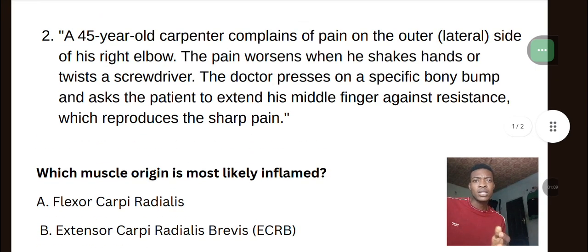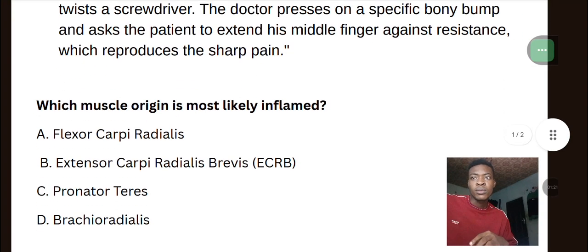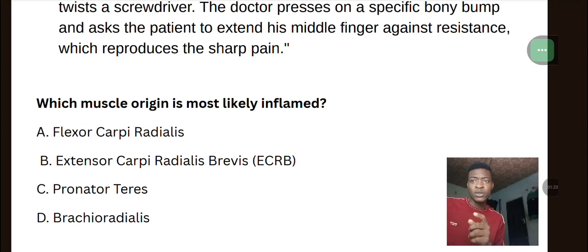But we are looking at what connects the elbow to the middle finger, because when the middle finger is extended against resistance, it produces a sharp pain at the inflamed area. Good. So, is it the flexor carpi radialis? A flexor muscle originates from the medial epicondyle, so it can't be a flexor muscle. So, a flexor is out of it, right? Because the flexor muscle inserts into the second and some part of the third metacarpal too.